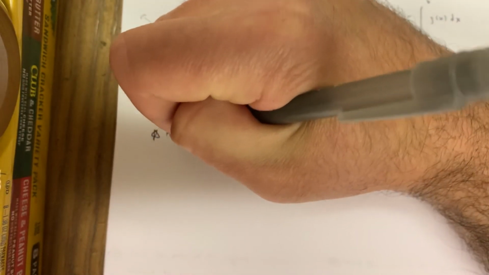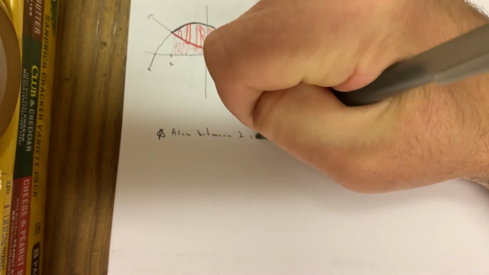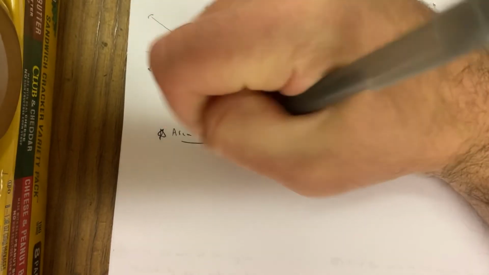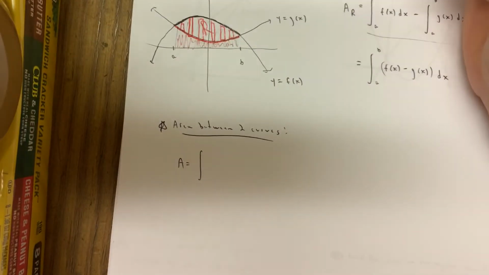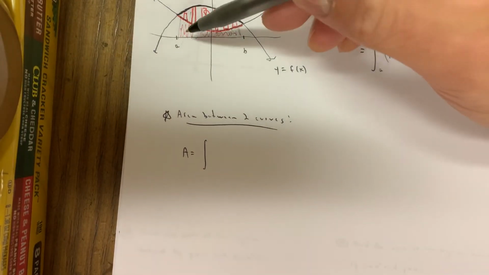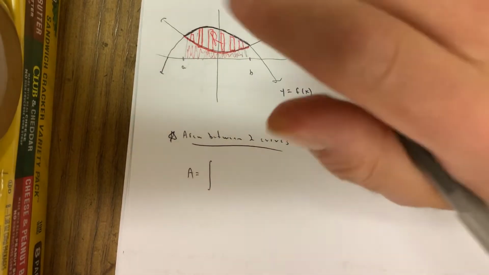Here's the real formula for the area between two curves. Very similar to what we have written out over here, but I'm going to say area is equal to the integral. Instead of a to b, these a's and b's will represent x values. Eventually, they'll represent y values as well.